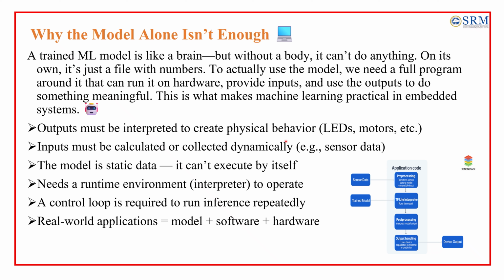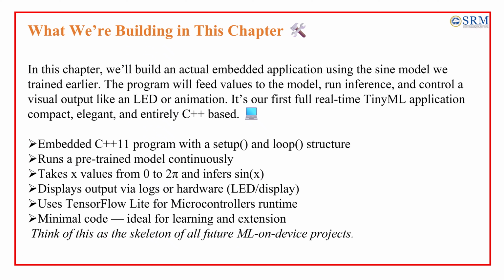So this is the application code. We can see here we are getting the sensor data and the trained model, both of them input into the code, and then after that we are processing, and the output is in this device, which is an LED, or we can use a motor or display as I said. So let's see what exactly we are going to build.